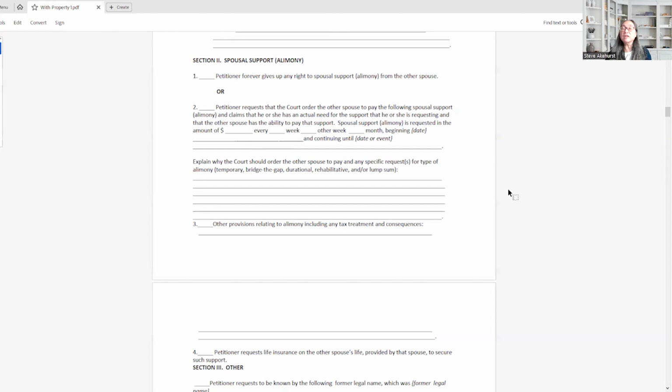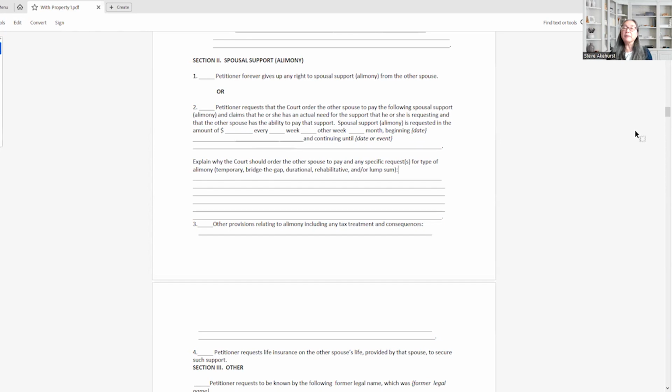In the state of Florida, they no longer have permanent alimony, so it's limited to temporary, bridge the gap, duration, rehabilitative, and lump sum. Temporary is for a short period of time, just until, let's say, the divorce is over, and then once it's over, I could get more money. Bridge the gap is, let's say I was making this amount of money, I quit my job, but now I'm making this amount of money. I need the extra money to bridge that gap.